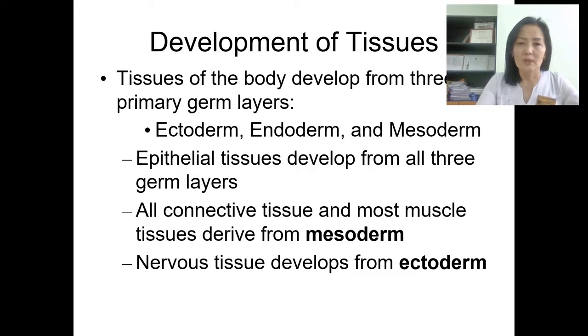If we look at the development of tissues, the tissues of the body develop from three primary germ layers. I hope you remember the germ layers: ectoderm, endoderm, and mesoderm. Epithelial tissues develop from all three germ layers, depending on the type of epithelium. All connective tissue and most muscle tissues derive from the mesoderm. Nervous tissue develops from ectoderm.